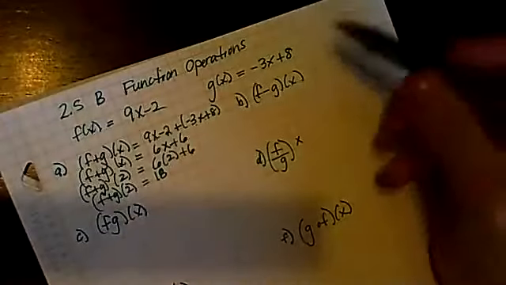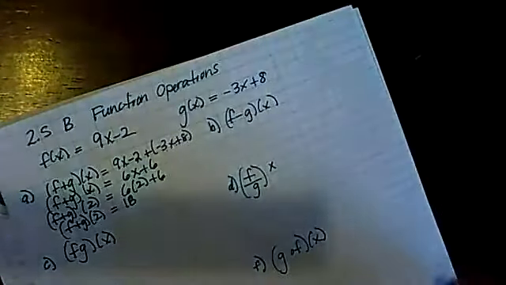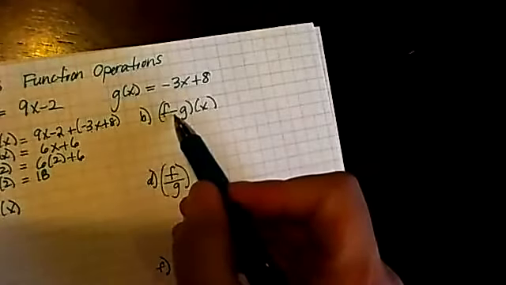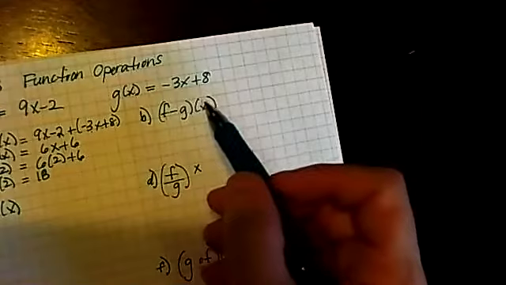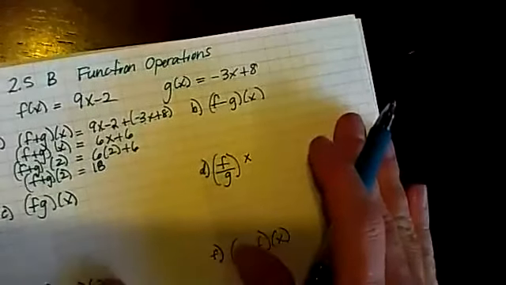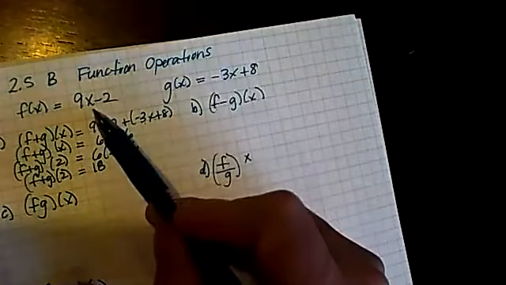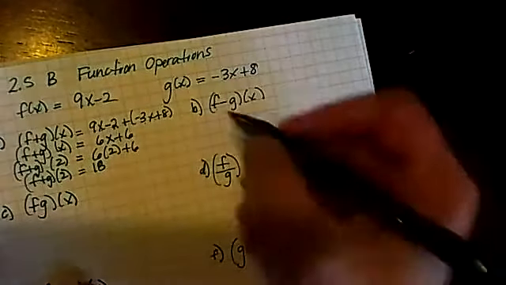So this one is f minus g of x. That means you subtract. You have to be really careful on this because you're going to have to distribute that negative through. Also keep in mind the order. This could say g minus f, so I would take this one minus this one. The order is important. But this one says f minus g.